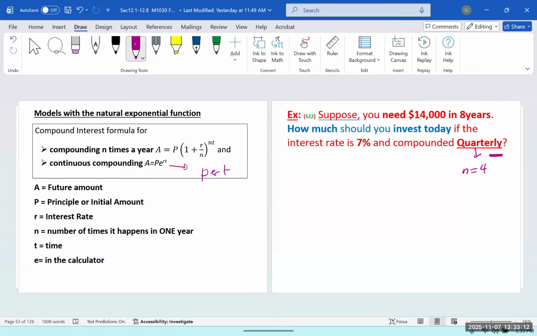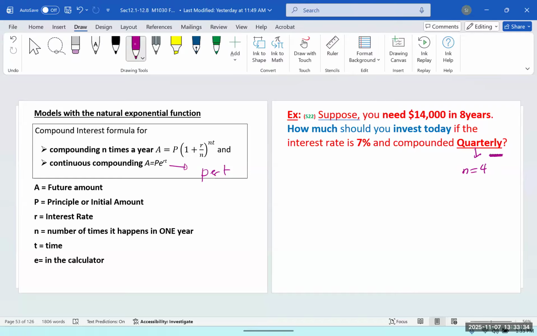So which formula do they need to use to tell you how much you can invest today? The first formula or the second formula? Which formula makes sense? The first, because we have an n. Anytime you have an n, it's the first formula. If you don't have an n, it's the second formula.